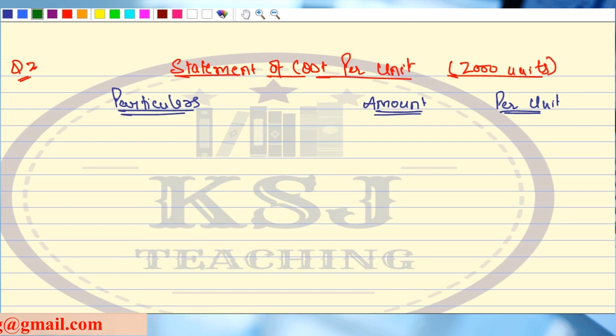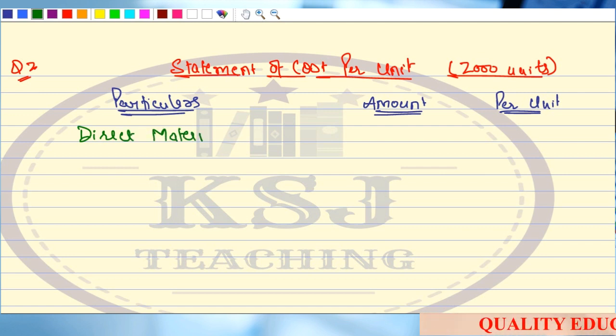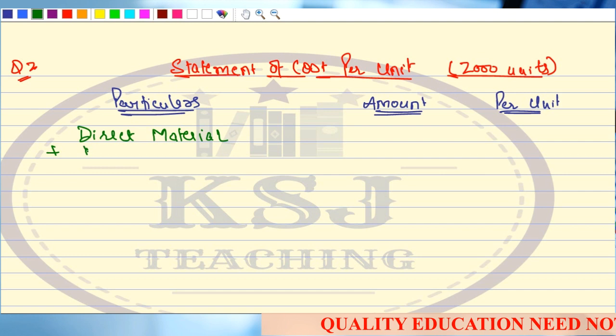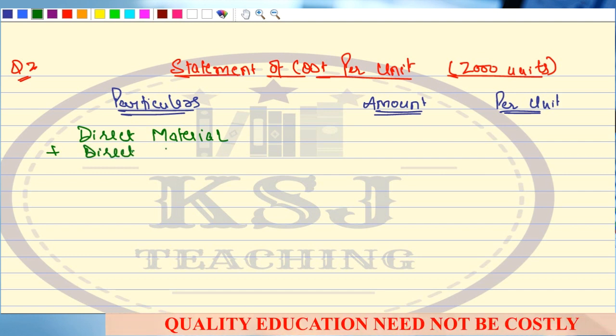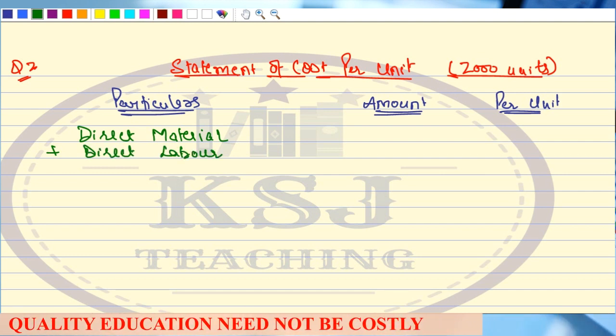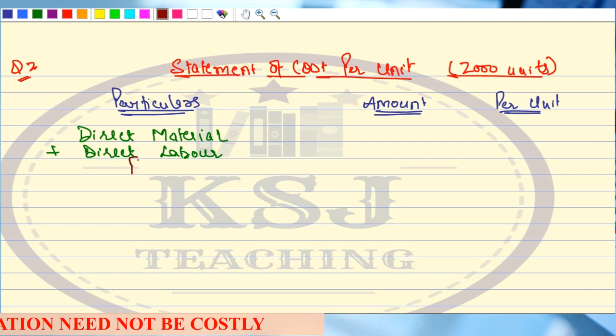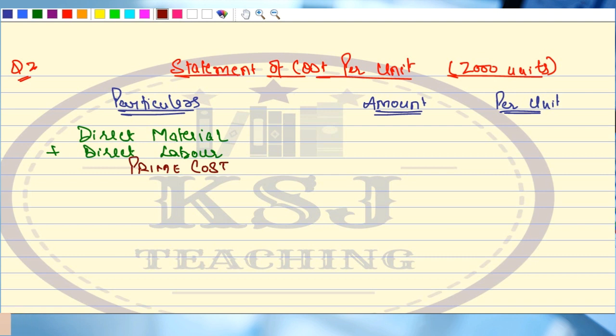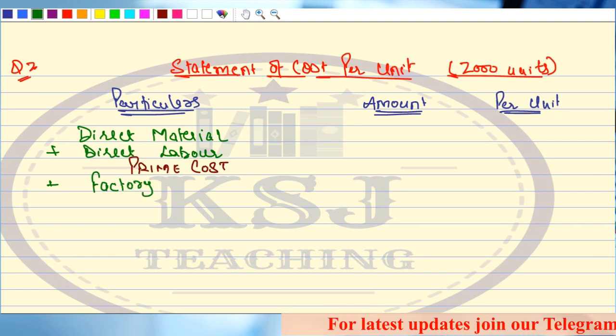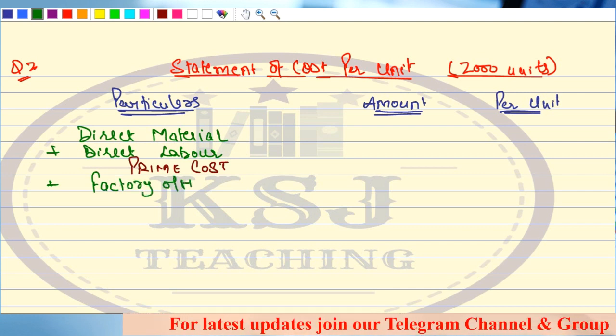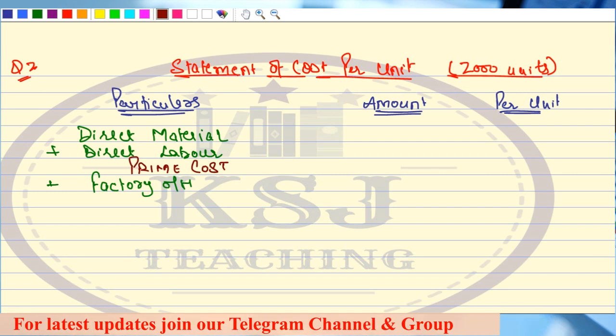So what all do you have? Sir, I will take direct material. How the cost sheet is going to be prepared in this case? Plus direct labor. This will give me prime cost. Now in the prime cost, I will add factory overheads. So I'll get works cost.